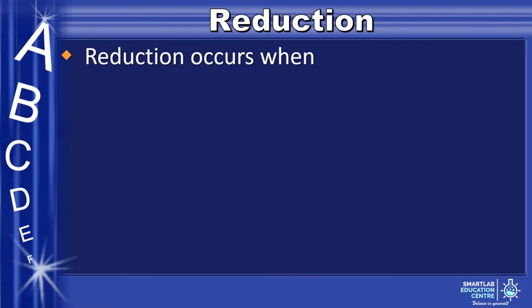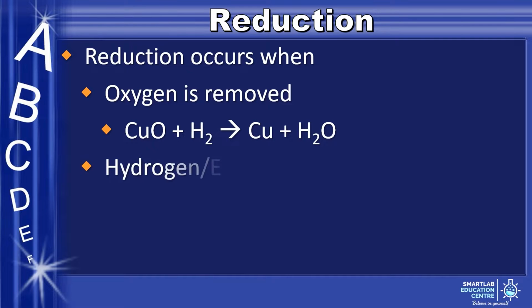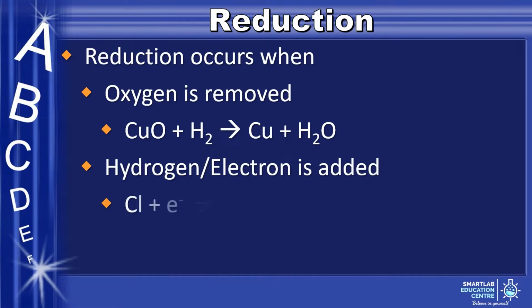Reduction occurs either when oxygen is removed, as seen in copper being formed from copper oxide, or when hydrogen or electrons are added, as seen when the chloride anion is formed from chlorine, and it results in the oxidation state decreasing.